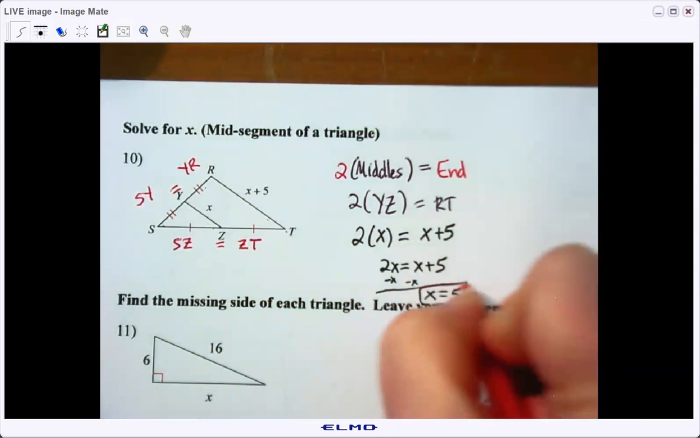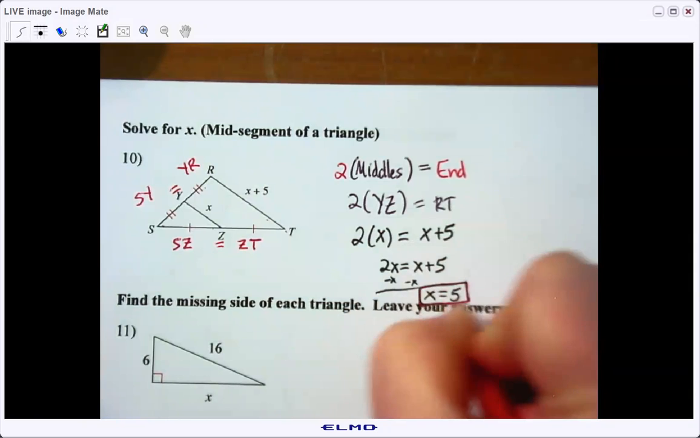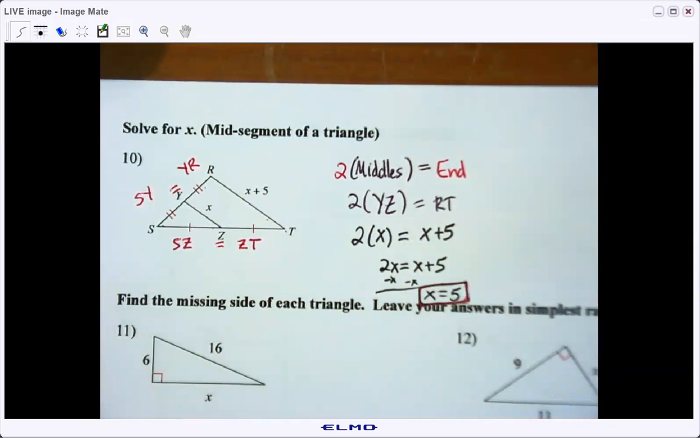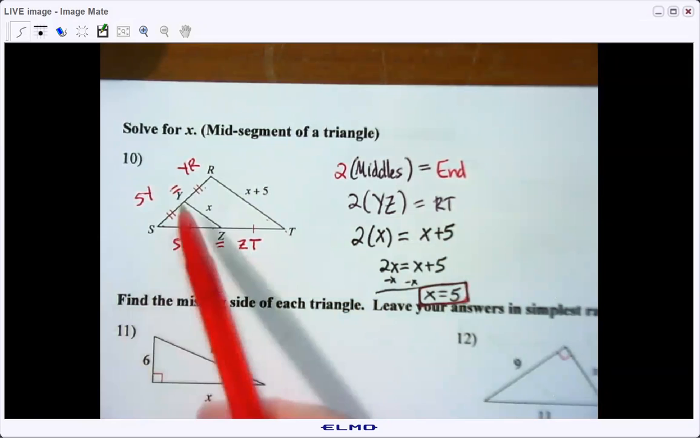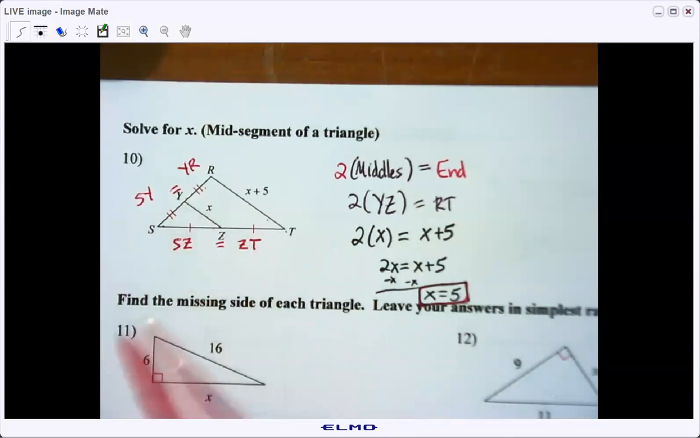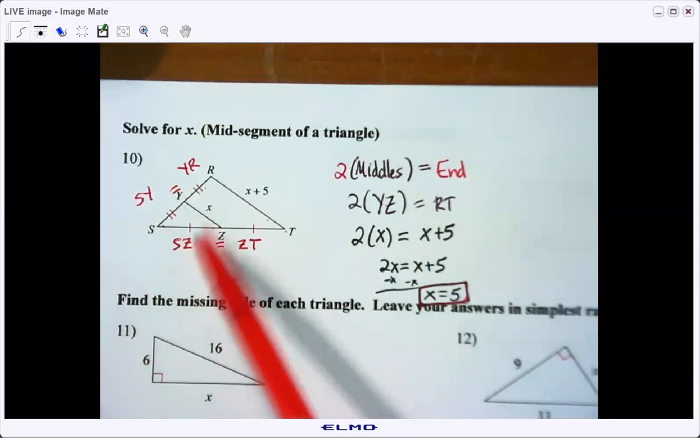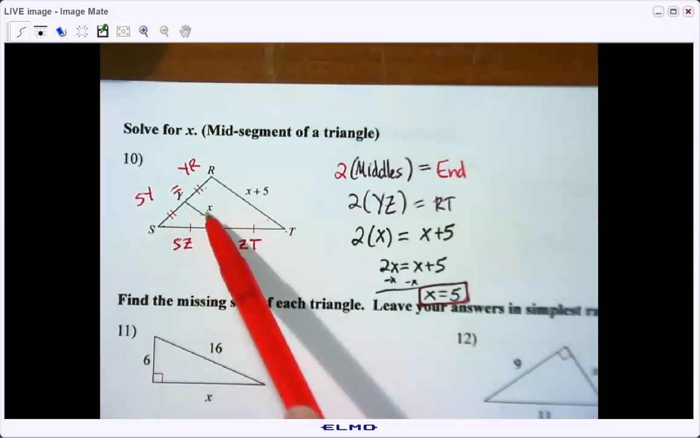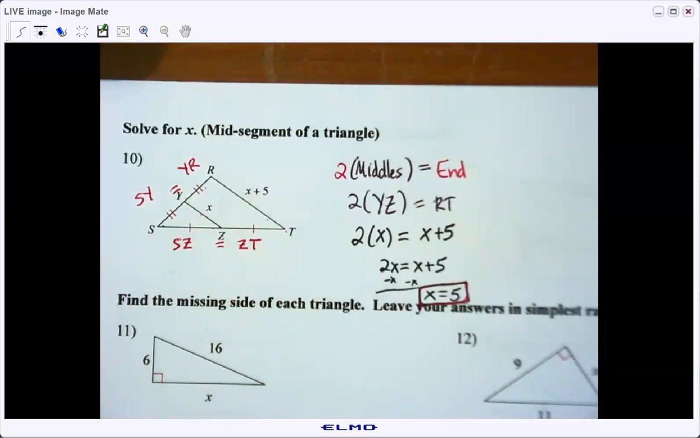I know that was a lot of explanation, but for those that have missed some of this along the way, I want you to have the understanding that if this is the midpoint on each side, the sides are equal, just the tick marks. However, it takes 2 of the middles to equal the end. Questions on that?